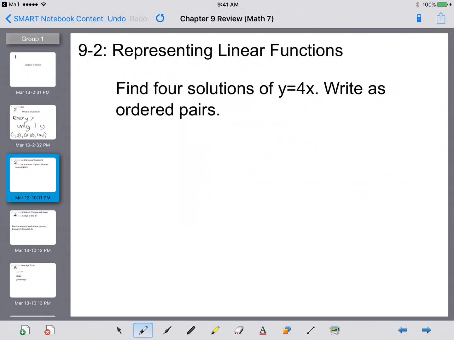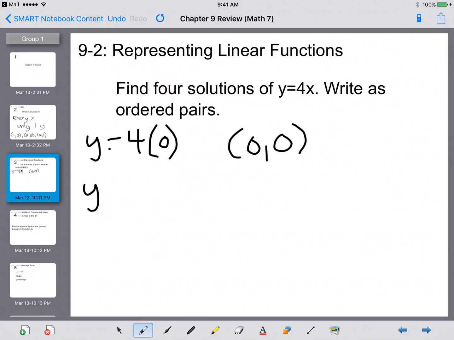Here, representing linear functions, we want to find 4 solutions of y equals 4x and write them as ordered pairs. So here we'll have y equals 4x. I'm going to pick x as 0. When x is 0, 4 times 0 is 0. So our ordered pair would be (0, 0). Y equals 4x. I'm going to pick the x value of 1. So when x is 1, 4 times 1 equals 4. So y would be 4.